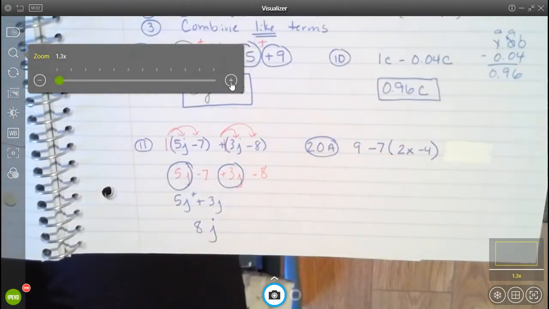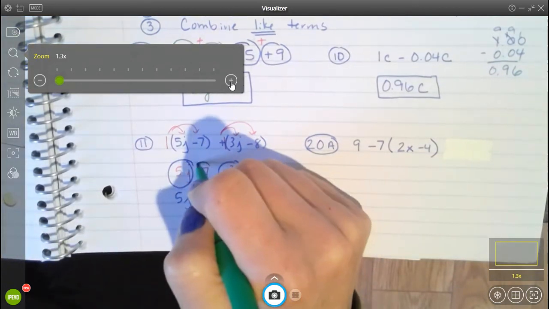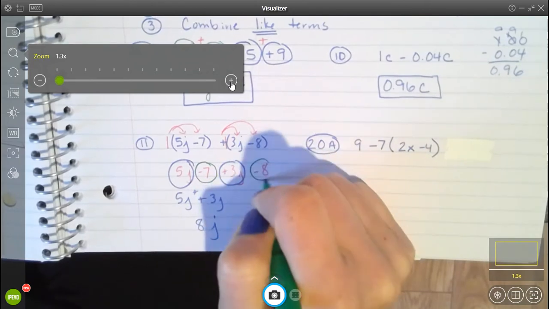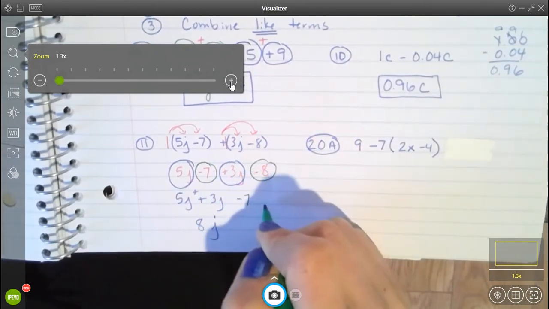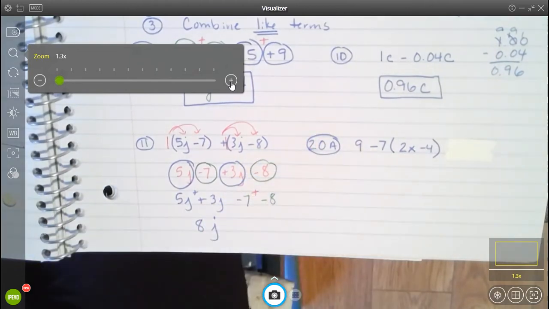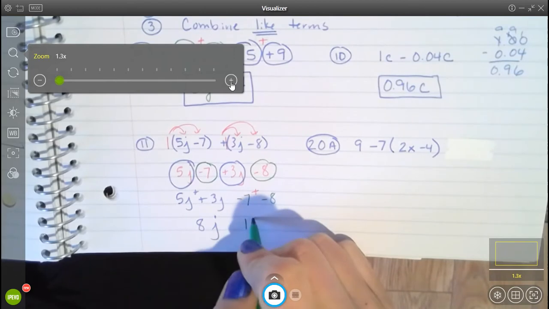And then I'm going to add these together. This is a negative 7. That minus sign belongs to the 7, and this is a negative 8. So I'm adding negative 7 and negative 8. I am always adding in my integer rules. When I add 2 negatives, I do truly add, which gives me 15.